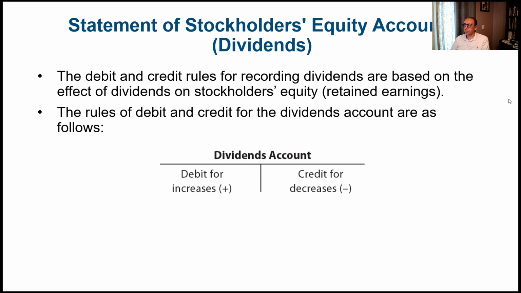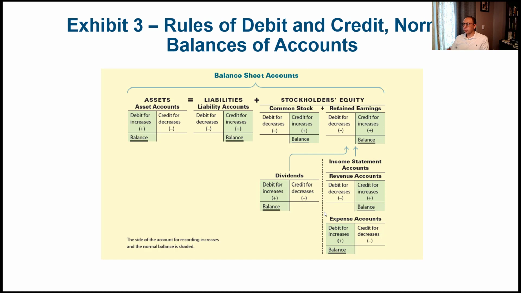The rules of debit and credit for dividends would be as I just mentioned. The positive is the debit side and the negative is the credit side. So to summarize, I think this is a good summary here. We have the balance sheet with the assets, liabilities, and stockholders' equity. And here we have the income statement and the dividends.